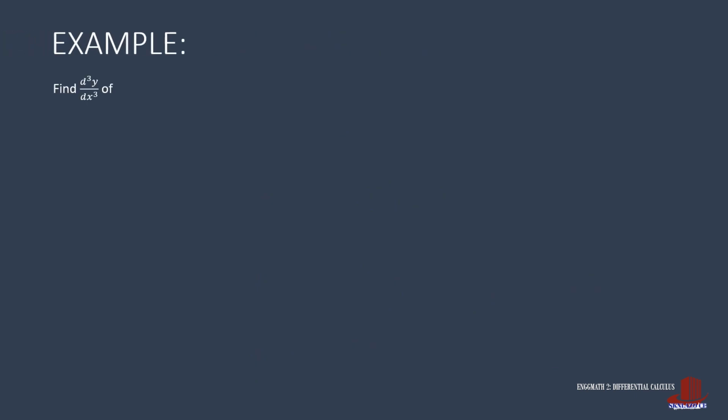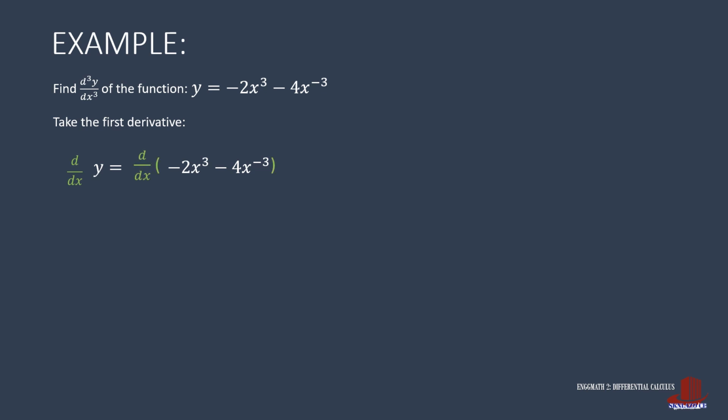The problem requires the third derivative of the function y equal to negative 2x cubed minus 4x raised to negative 3. In order to reach the third derivative, the process has to start with the initial differentiation. So take the derivative of both sides of the function, thus creating dy over dx.